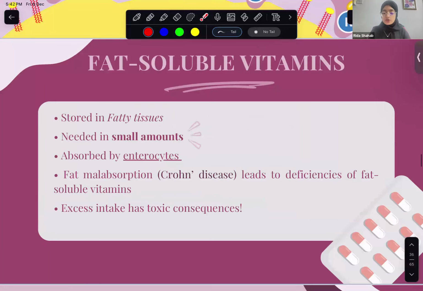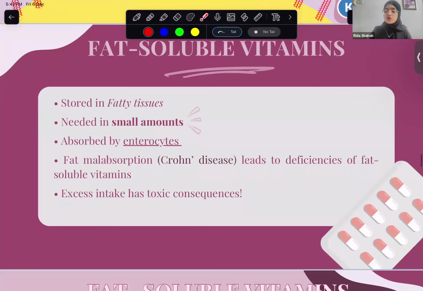We're going to be starting with what exactly fat-soluble vitamins are. They're stored in the fatty tissues. They're not excreted in the urine as fast as water-soluble vitamins are. So when you take fat-soluble vitamins in your diet, they're stored in your body for quite some time for your metabolic processes, and then they're excreted out. They're needed in small amounts and they're absorbed by enterocytes. Enterocytes are basically the cells in the small intestine.